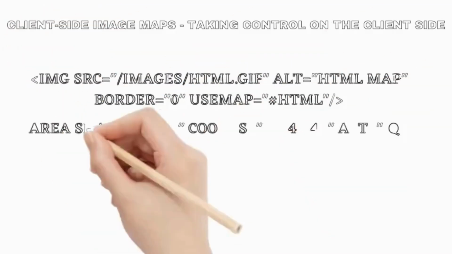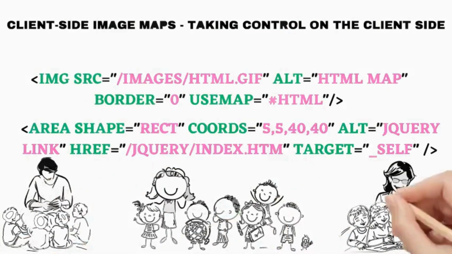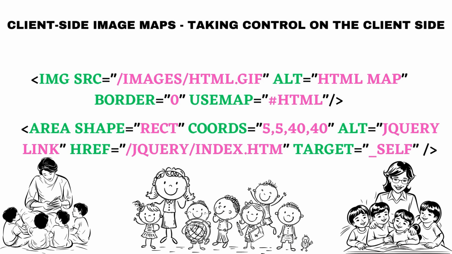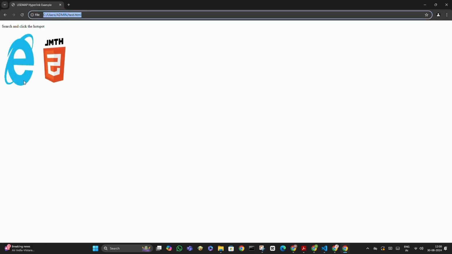Next, let's talk about client-side image maps. Unlike server-side maps, these are entirely handled by the browser using the useMap attribute combined with map and area tags. This method gives you full control over which areas of your image are clickable and where those clicks take the user. Here we've defined a few clickable areas within our image. Each area links to a different part of the site. This makes it easy to create interactive images that provide a more engaging user experience.